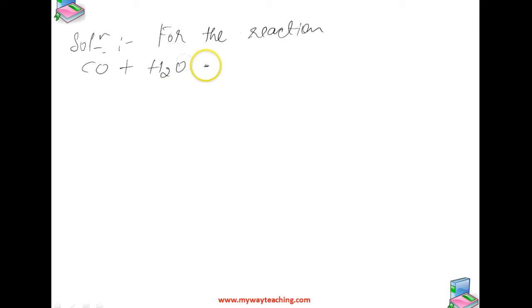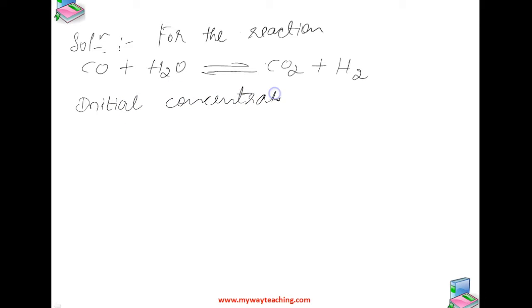I will solve it. Okay, here is the solution. Please note down what I am writing here. For the reaction, carbon monoxide plus water gives carbon dioxide plus H2. Initial concentration: 0.1 mole, 0.1 mole, 0, 0. Let x mole per liter of each of the product be formed.